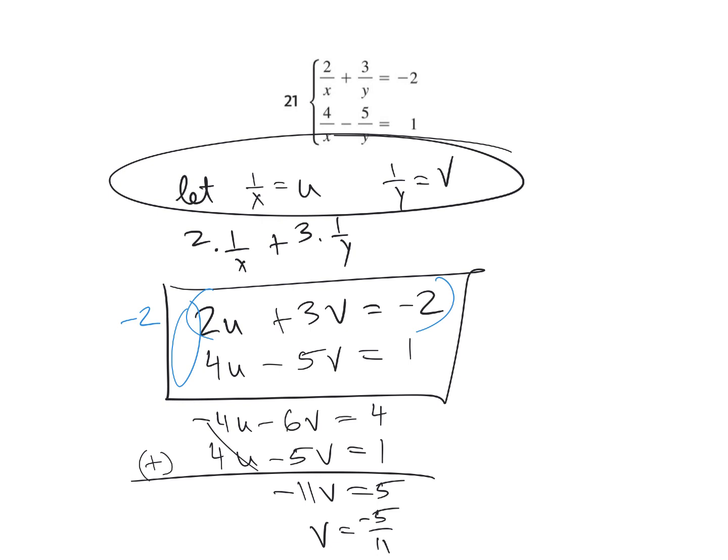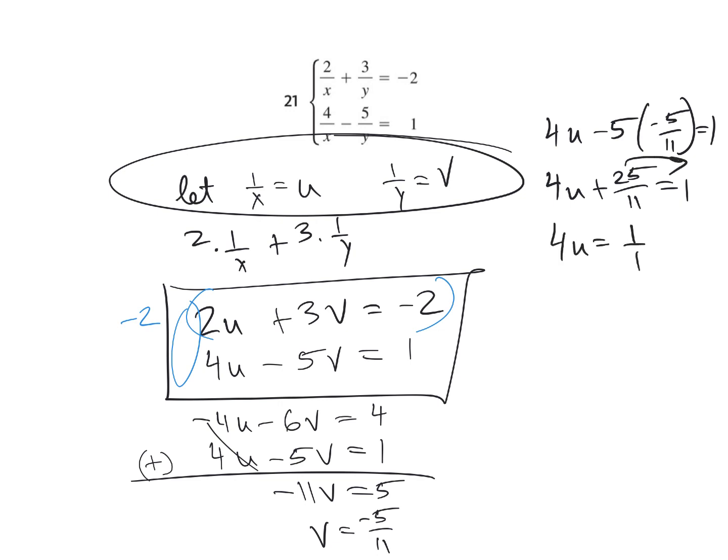I'll use the bottom equation. 4u minus 5 times v, which is -5/11, equals 1. So 4u minus, we'll do a plus 25 over 11 equals 1. Minus a negative is plus a positive. So we'll move that to the other side. 4u equals 1 minus 25 over 11.